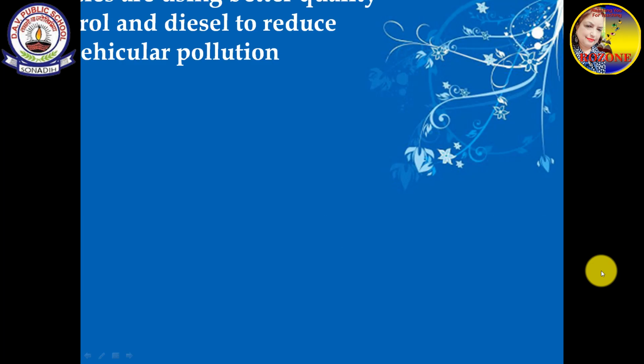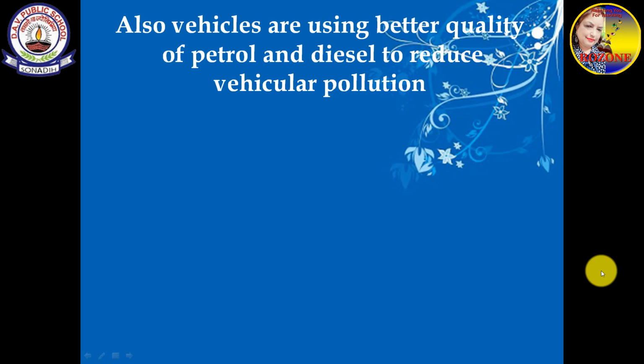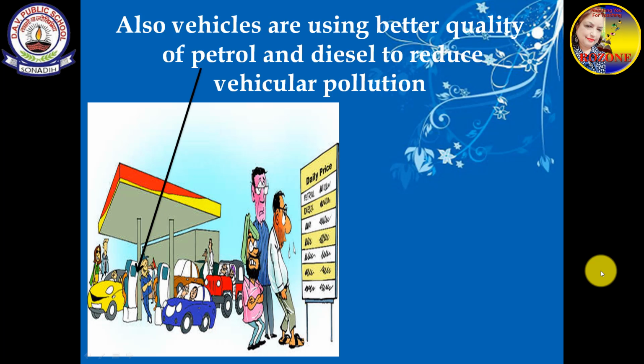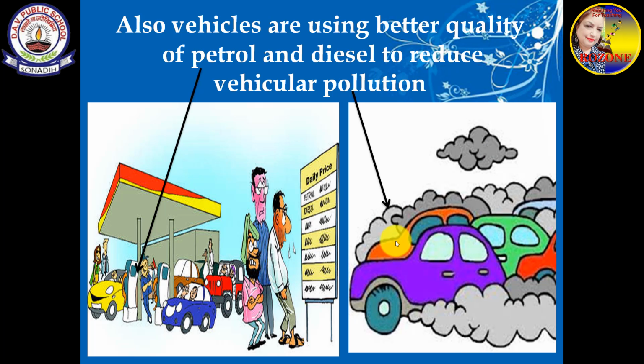So you see, vehicles are also using better quality of petrol and diesel to reduce vehicular pollution. In order to reduce this pollution on the road, people are using good quality petrol, not the mixed petrol which is going to create pollution. So people have to think that they should use the better quality. Instead of going for cheaper quality, they should use the slightly expensive quality of petrol so that it does not create vehicular pollution.